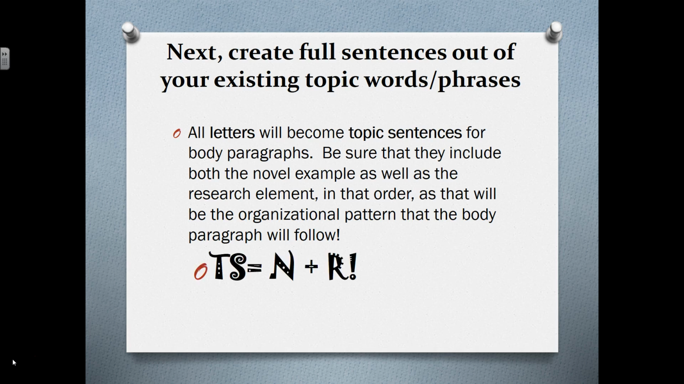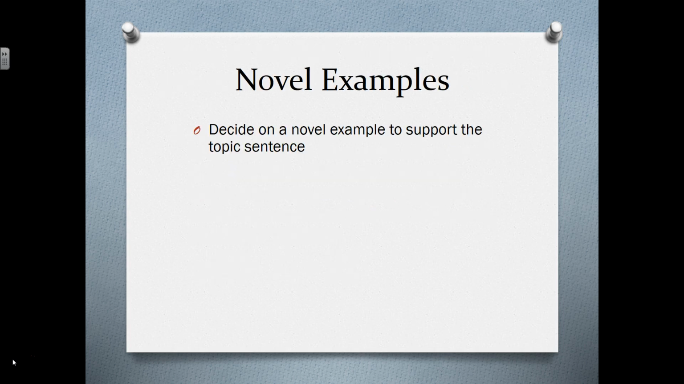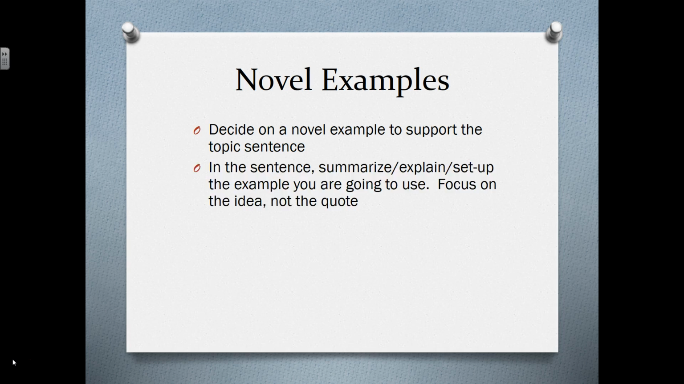Okay, so your topic sentence, the formula you want to follow is you mention your novel and then your research, and I'm going to be a real stickler on this. It has got to follow that pattern. You always talk about the novel before you mention the research. Okay, now when you go into your ones, this is where you've got to decide on a novel example to really support that topic sentence. So where in the book are you going to be looking for support? In this sentence, you're going to summarize, explain, set up the example that you're going to use.